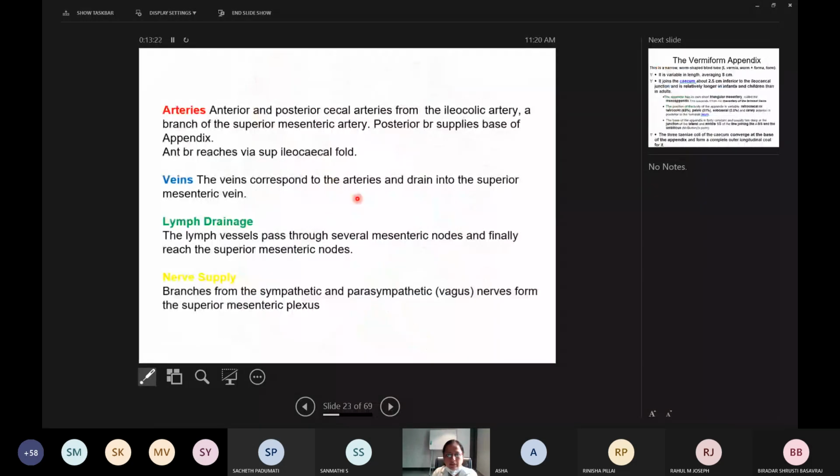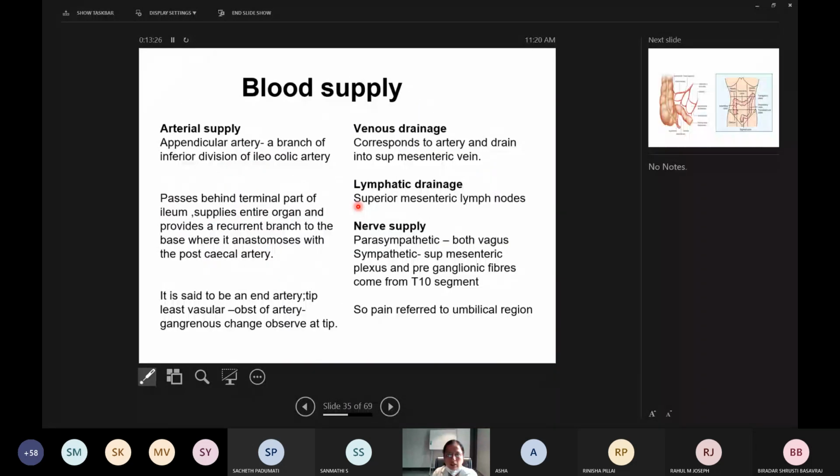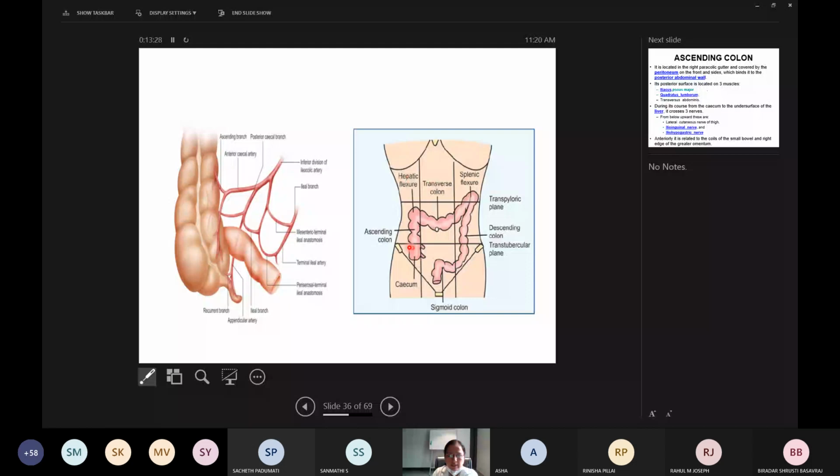Topographically, I'll show the topography. So these are all the quadrants of the abdomen. This is the transtubercular plane, which is this plane where I am moving the cursor. Which plane is this one? Transpyloric. Transpyloric plane. These are the 2 right lateral planes.